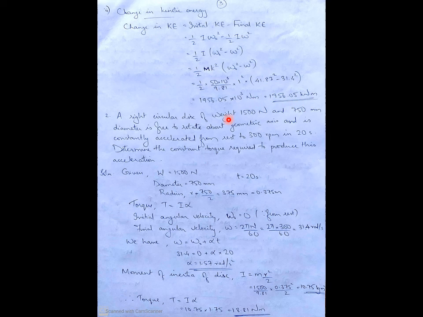Let us see one more problem. A right circular disc of weight 1500 Newton and 750 millimeter diameter is free to rotate about its geometric axis and is constantly accelerated from rest to 300 rpm in 20 seconds. Determine the constant torque required to produce this acceleration. So what was to be found out? Torque. Torque is given by I into alpha.